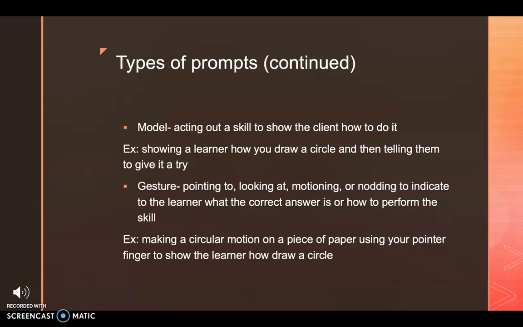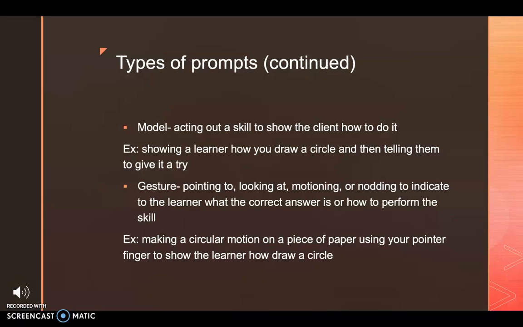The next type of prompt is called a model prompt. A model prompt involves acting out a skill to show the client how to do it. An example of a model prompt would be showing a learner how you draw a circle first before telling them to give it a try. More or less, it's showing them how to do the skill and then having them copy you.